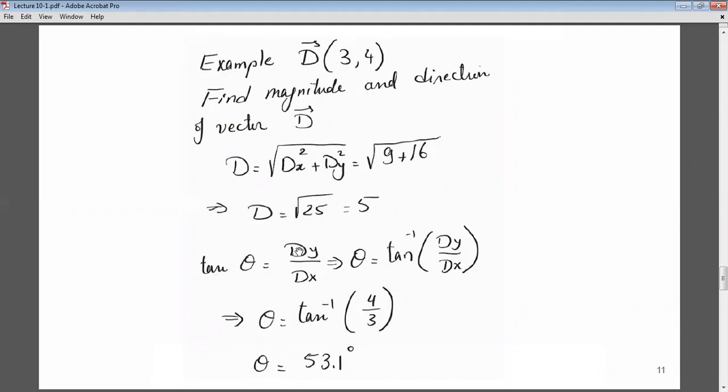Tan theta is dy over dx, implies theta is shift tan dy over dx. It is shift tan, dy is 4 over 3. You just use the calculator and you get theta equal 53.1 degrees.